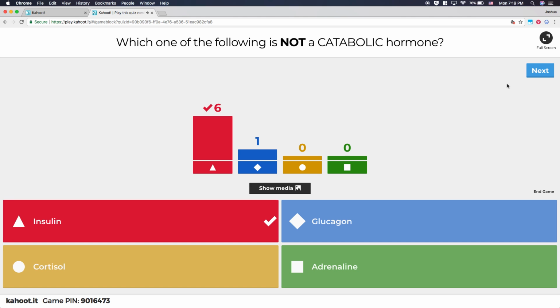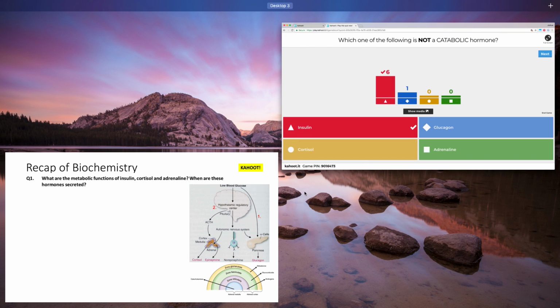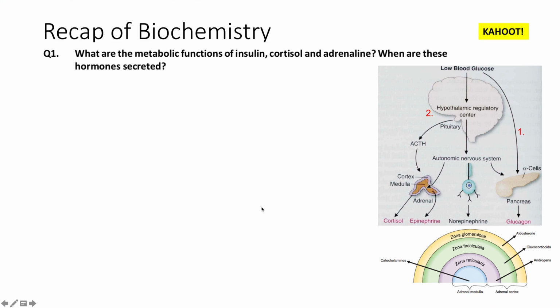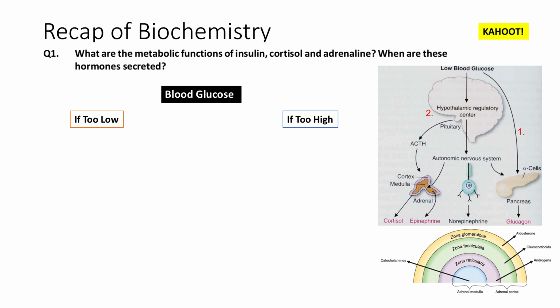Okay, so remember insulin is an anabolic hormone. So these other 3 hormones are catabolic hormones. Okay, so we come back to this: when are these hormones secreted? We talk about 2 situations. One is when blood glucose is too low, one is when blood glucose is too high. So when blood glucose is too low, which hormones are secreted? Glucagon. Okay. What else?